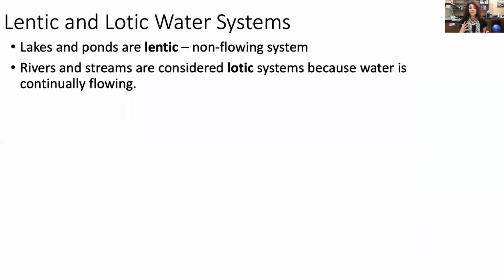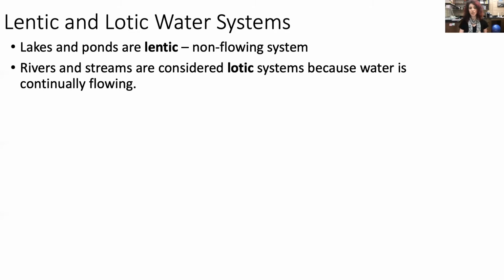So there are a couple more terms that we need to expose you to: the idea of lentic and lotic water systems. Lentic systems are characterized as non-flowing systems. These are your lakes and your ponds. The other side of that coin are your lotic systems. These are characterized by continuous flow of water. In other words, your streams and your rivers. So lentic and lotic water systems are defined by the flow of their water.